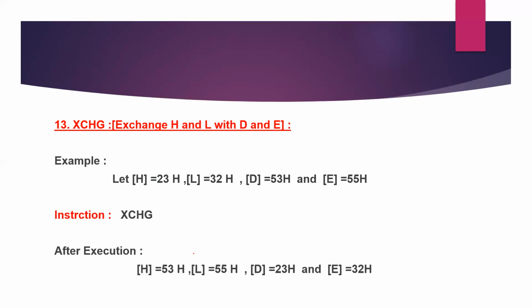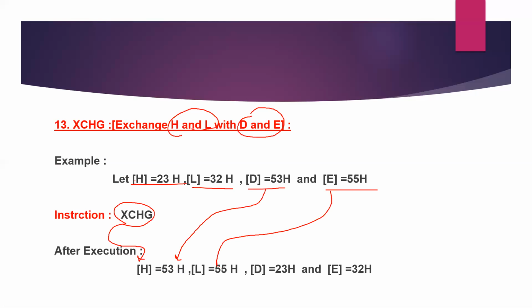Now the last instruction is XCHG, that is exchange H and L with D and E. Means exchange the data of the HL register pair with the register pair DE. For example, suppose H has data 23, L has 32, D register has data 53H, and E register has data 55H. Our instruction is XCHG. After execution of this instruction, the HL register contains the data of D and E. So the D register is stored into H and the E register is stored in L. It only exchanges the content of registers with other registers.